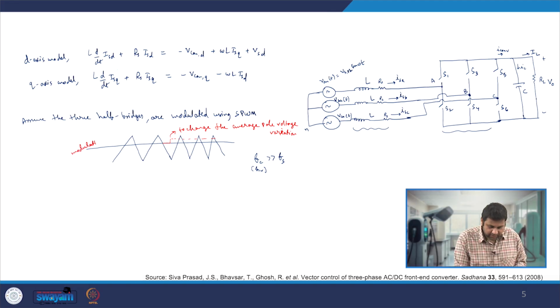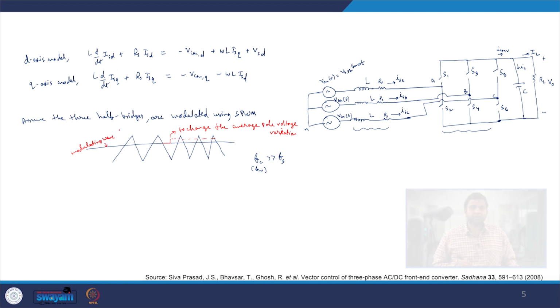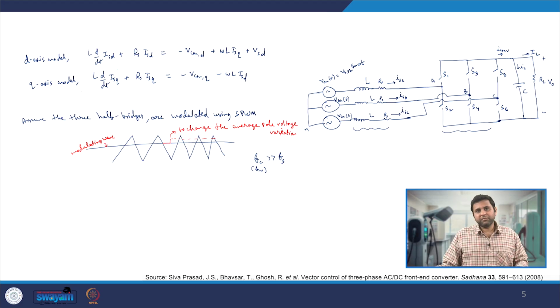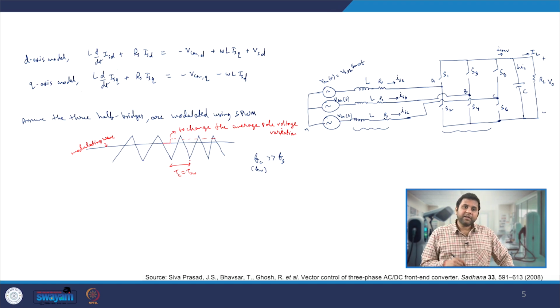We are changing our modulating wave or modulating signal, because the carrier we are not going to change, as we are assuming we have constant frequency operation. So now if we are doing this change, assuming this time to this time is nothing but TC, which you can also say is TSW, which is nothing but 1 by FSW or 1 by FC. So now if this is the case, what has happened?